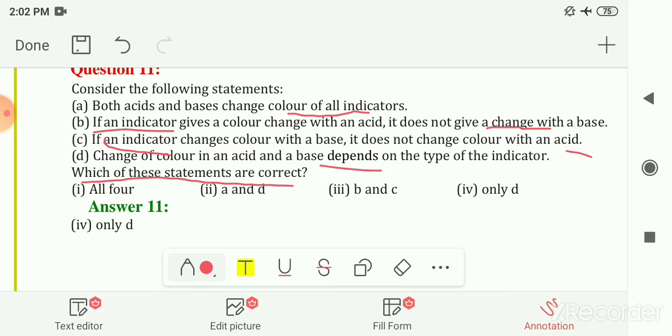The last one is: the change of color in an acid and a base depends on the type of the indicator. How the indicator will change its color depends on the type of indicator which we are using, either petals of China rose, turmeric or litmus. So here only option D is right. The correct answers given are: all four, A and D, B and C, and only D. As we had seen, only D is right. So our answer is the fourth option, only statement D is right.